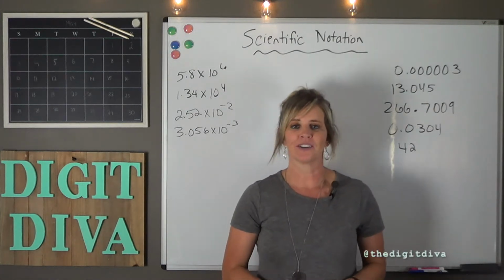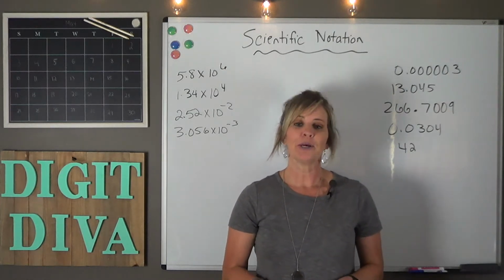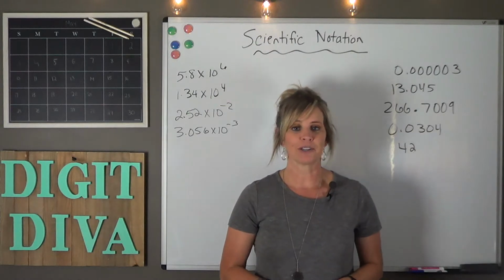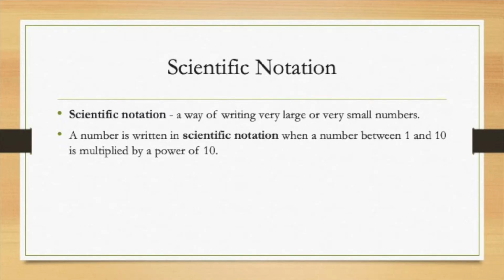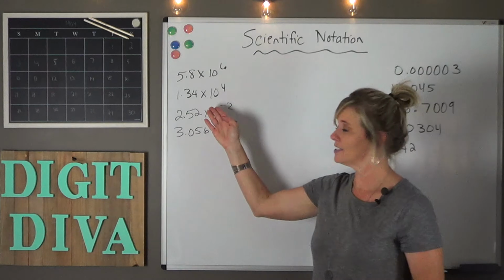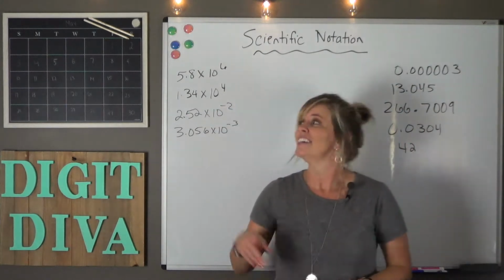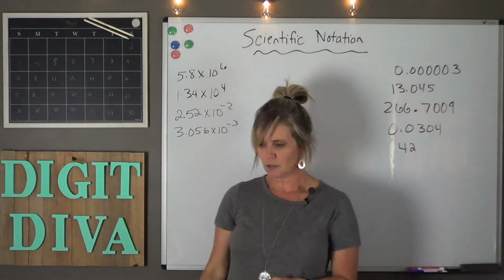Today we are going to learn how to write numbers in standard notation and scientific notation. Before we begin, let's look at our key vocabulary word. Scientific notation: a way of writing very large or very small numbers. A number is written in scientific notation when a number between 1 and 10 is multiplied by a power of 10. So, what we're going to do today is practice going from scientific notation to standard notation, and going from standard notation to scientific notation. So let's look at our next slide.